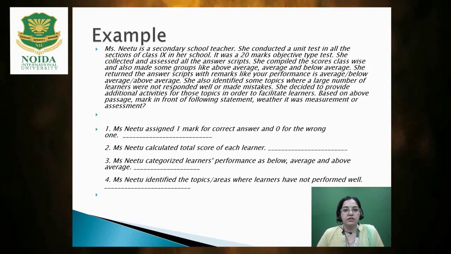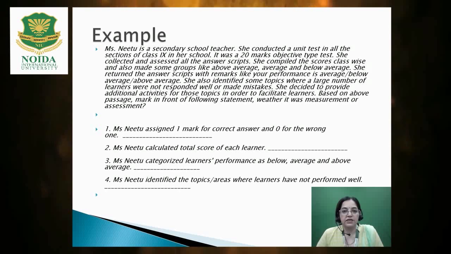Now she is compiling the scores class wise and then she made the groups of above average, average and below average students. She returned the answer scripts with remarks like your performance is average, below average or above average. On the answer script, marks are also mentioned and their category of assessment, average, below average or above average, is mentioned.